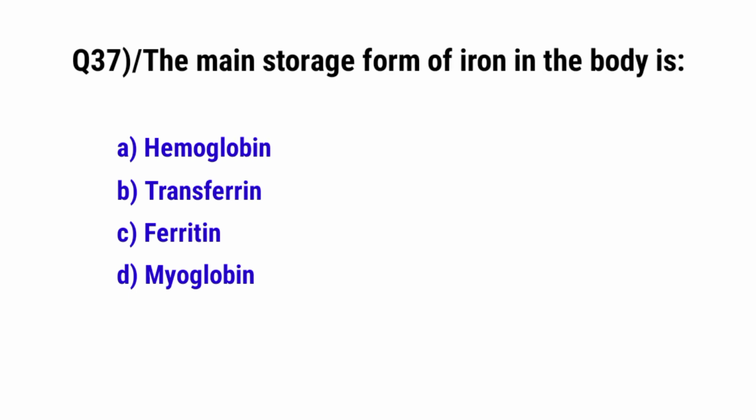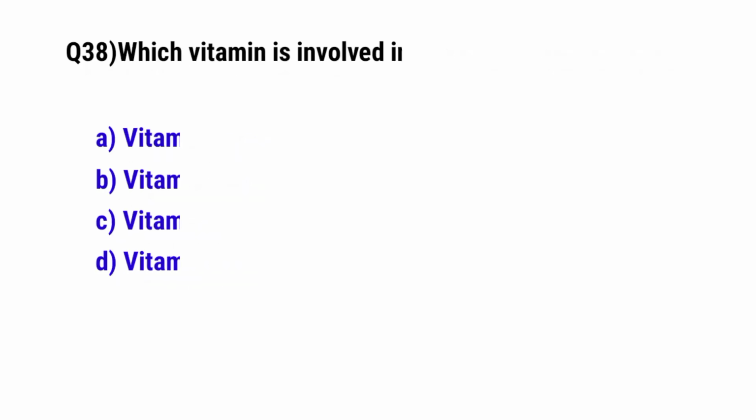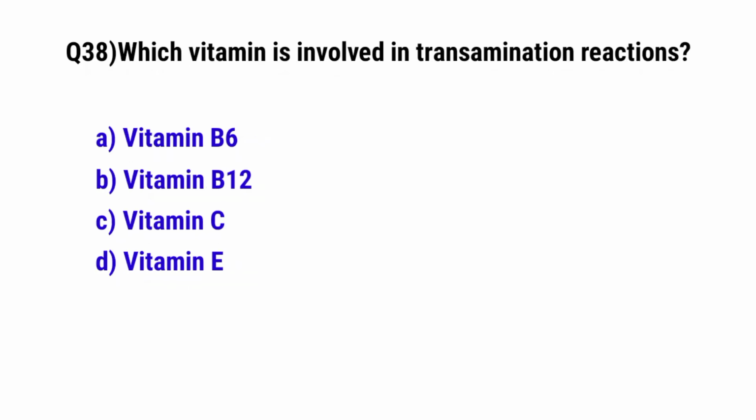Question number 37. The main storage form of iron in the body is? The correct option is C. Ferritin. Question number 38. Which vitamin is involved in transamination reactions? The correct option is A. Vitamin B6.